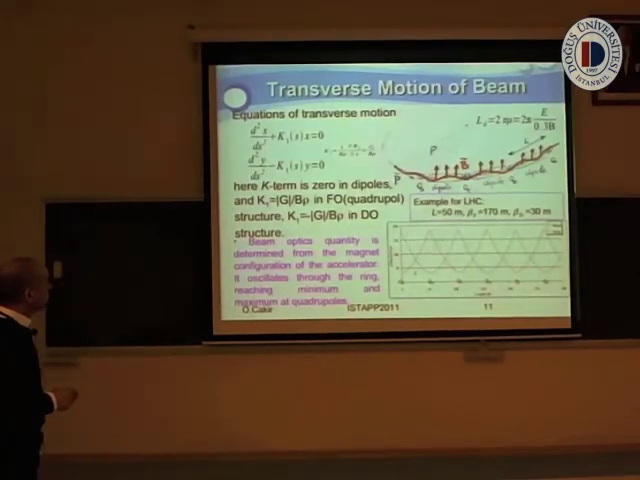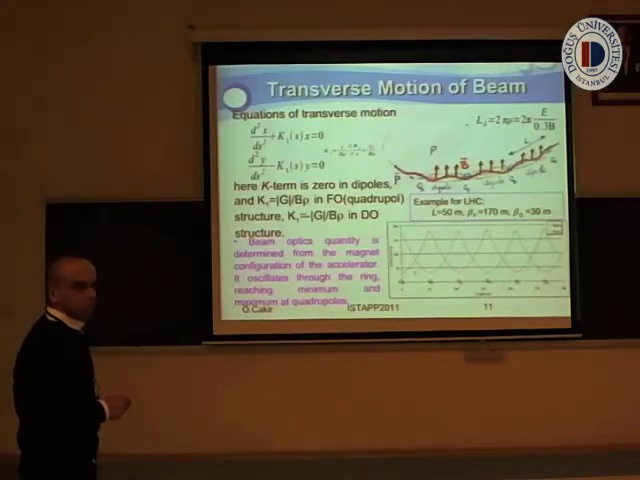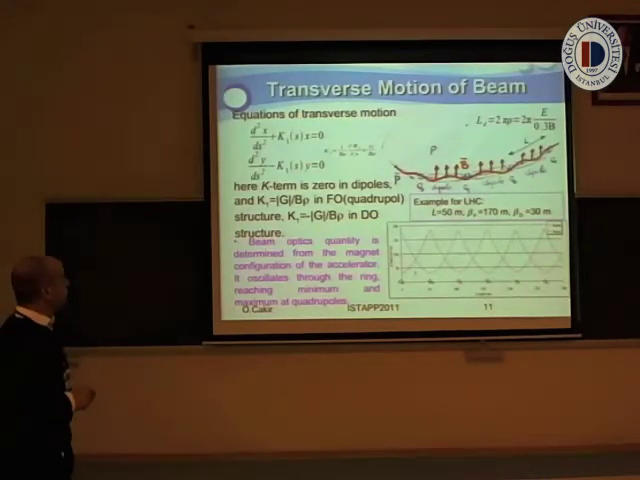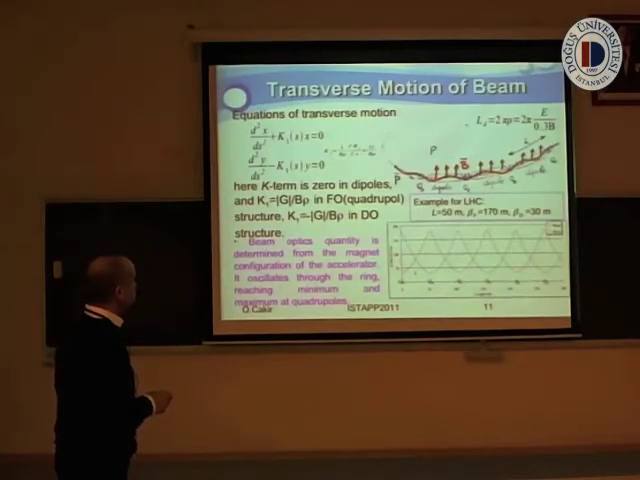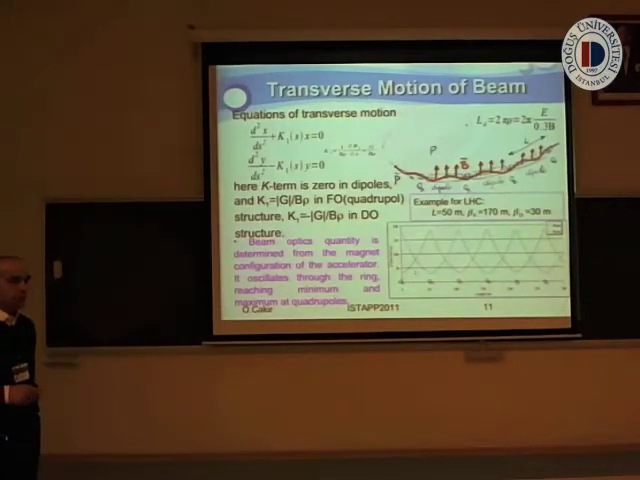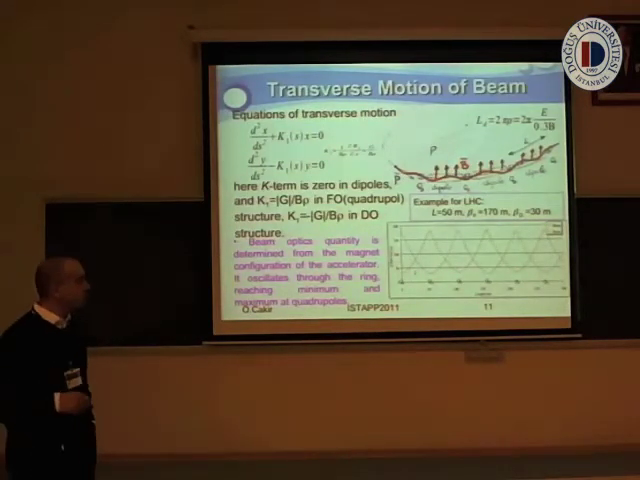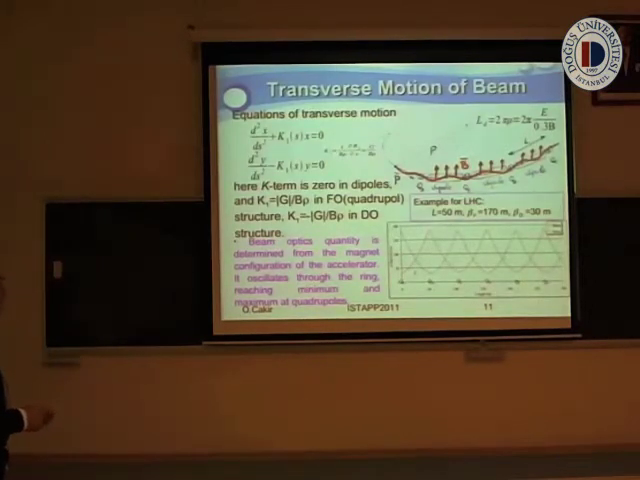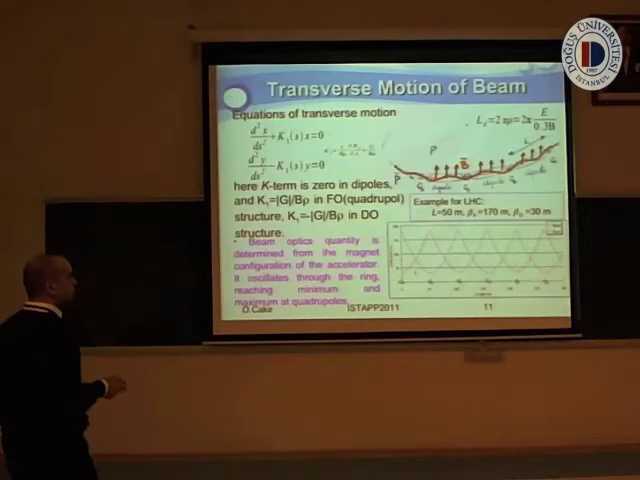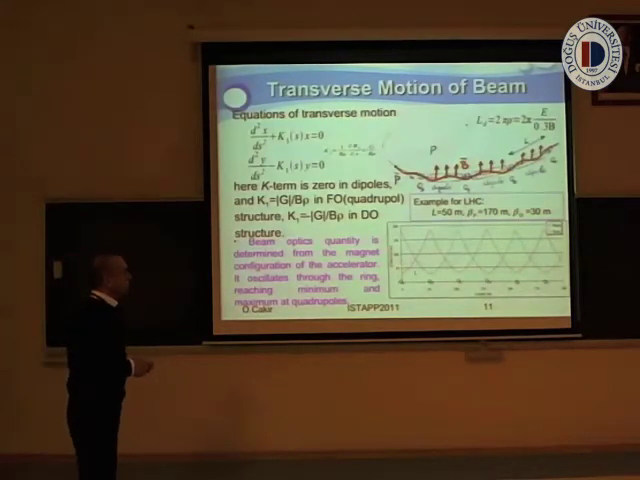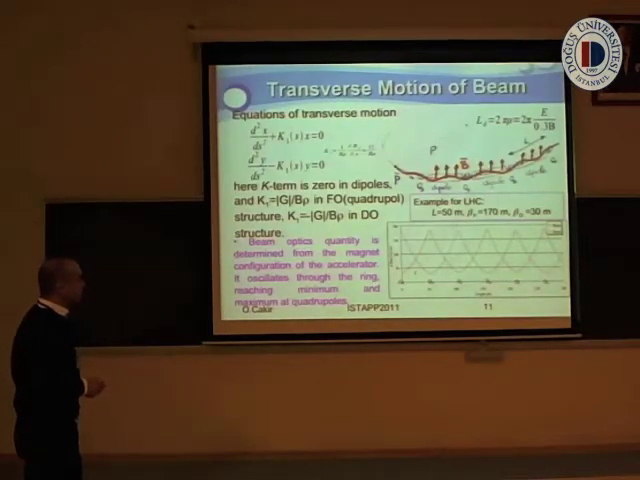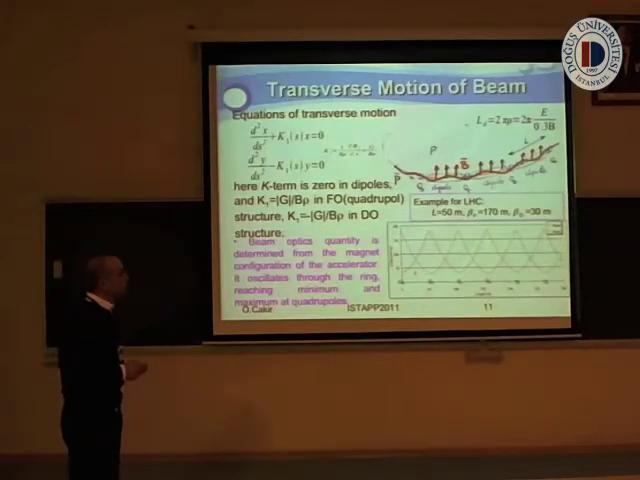And this value in a focusing quadrupole structure, and K1 is equal to minus G over B rho in the defocusing structure. This corresponds to the defocusing structure. Beam optics quantity is determined by the magnet configuration in its path. So it oscillates through the ring in this path.